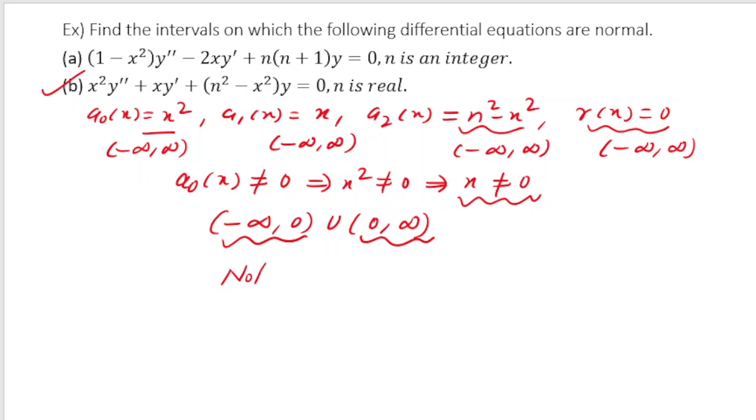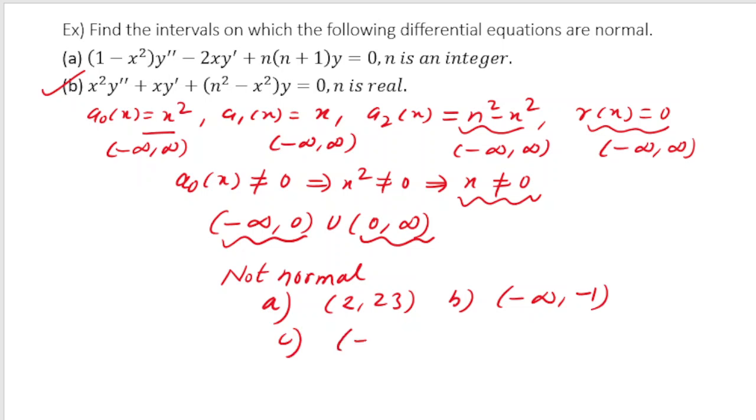For example, if I take this question and ask you that this differential equation is not normal, I am highlighting this, not normal, and suppose I give you the options: first option, 2 to 23. Second option, minus infinity to minus 1. Third option, minus infinity to 0. And fourth option, 5 to 23.